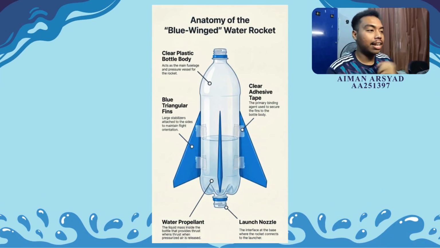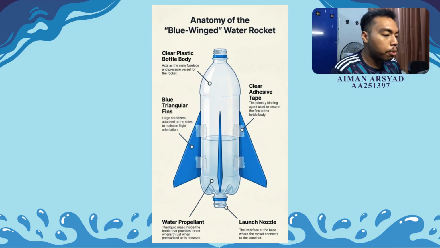So as you can see in the slide, here is the anatomy of the blue wing water rocket. In the anatomy, we have a clear plastic bottle as the body, blue triangular fins, clear adhesive tape, water propellant, and also a launch nozzle.